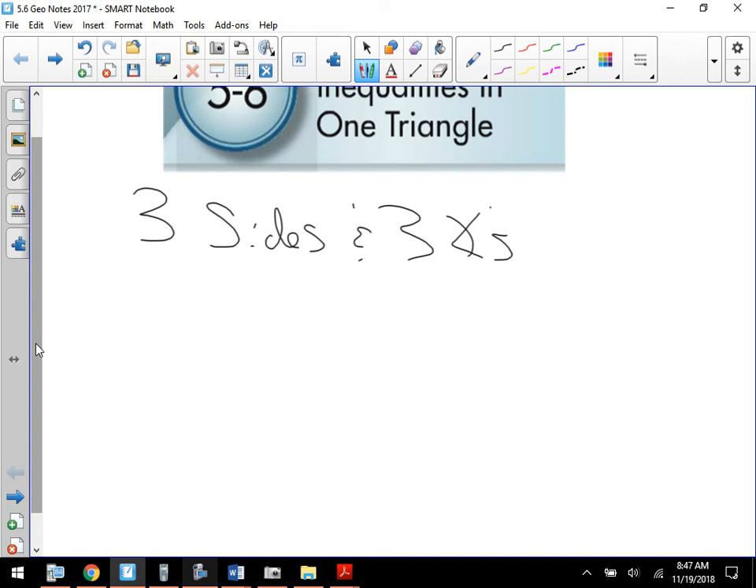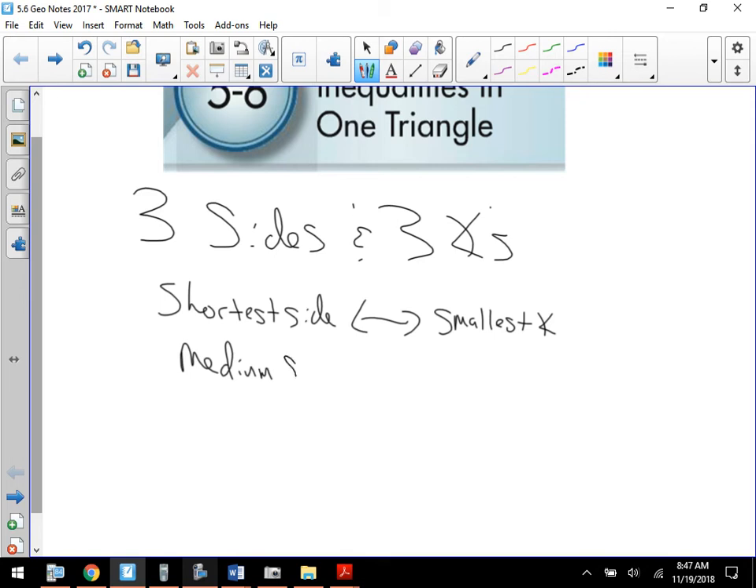So in a triangle, the shortest side is always across from the smallest angle. The medium side is always across from the medium angle. And the longest side is always across from the largest angle.